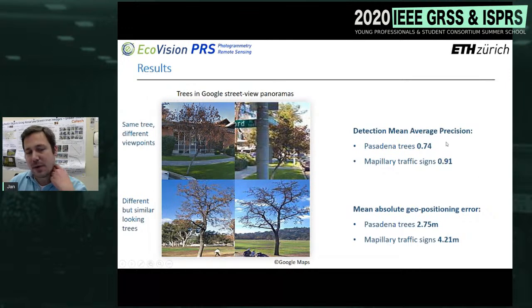And of course, we also have false positives, and false positives are usually objects that look like trees, like power poles, for example, with wooden trunks. And we have a geo positioning error here of the trees of a bit less than 3 meters in Pasadena, and Mapillary traffic signs is a bit worse. And this is to a large part due to the poor GPS position that comes with the original panorama images. So if you have something better, you can also improve it.